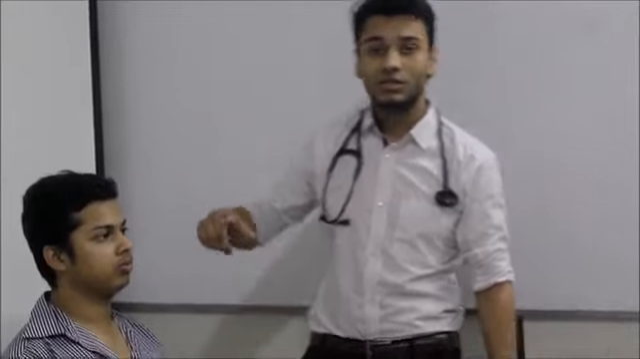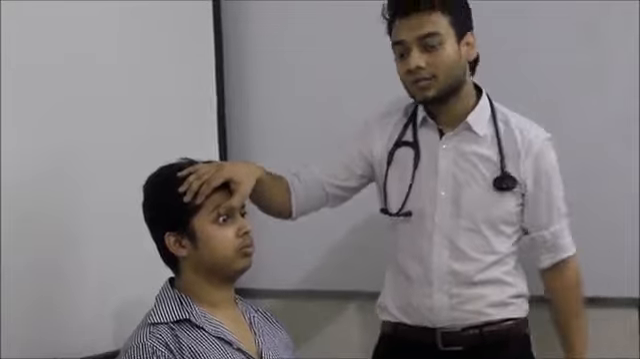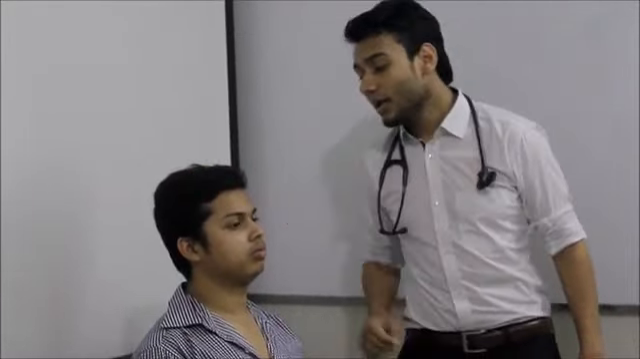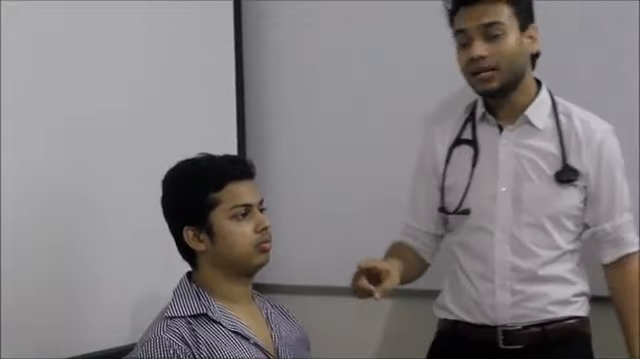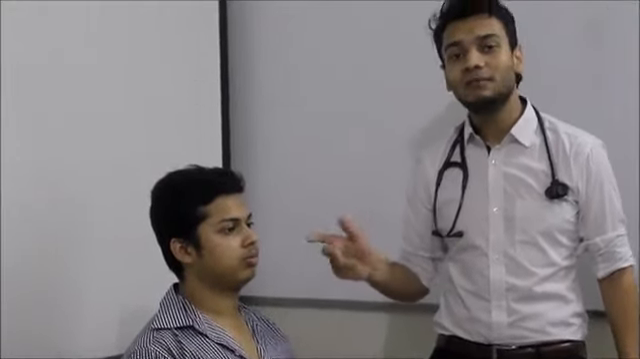And then come in front and look for lid lag and lid retraction. For lid retraction, you are able to see the upper bulbar sclera. The lid is retracted like this in case of hyperthyroidism. And for lid lag, you have to check the lid lag. In case of lid lag, when the eyeball is moved, the eyelid lags behind. This is called lid lag.